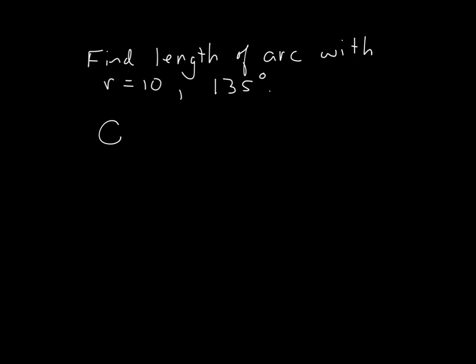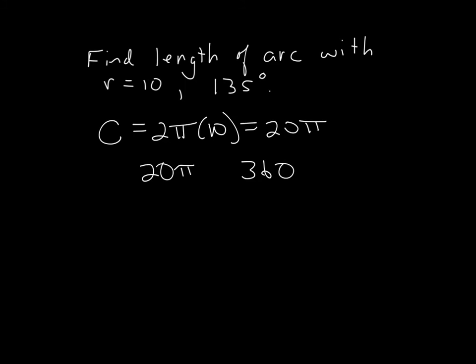So the circumference of the whole circle is still 2 pi times 10, which is 20 pi. And 20 pi, which is the whole circle, goes with 360 degrees, which is also the whole circle. Remember, this is representing a length, and this is just representing the degrees around the circle. And then we want to know what length goes with that amount of degrees. So we set up what's called a proportion, right? So we now have that length goes with degrees, length goes with degrees.